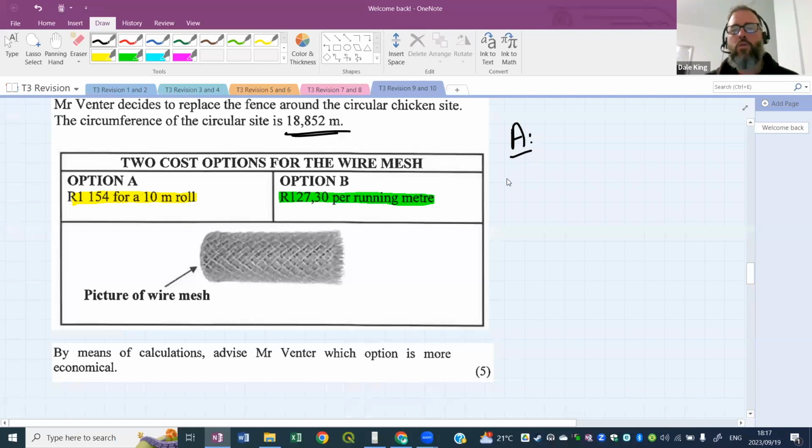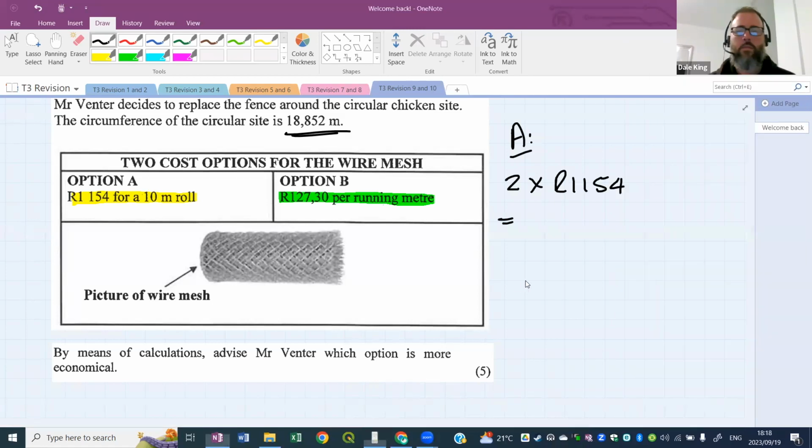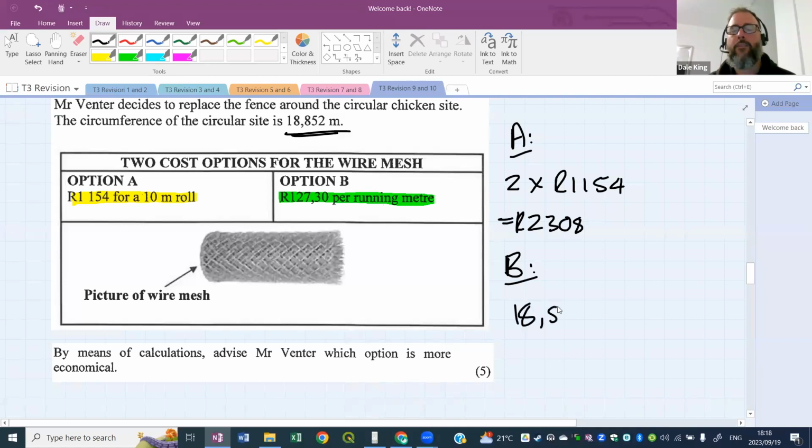So we're going to say 2 of those 10-meter rolls, and each one is times 1,154, which should give you 2,308 rand. Okay, that's option A. So that's how much it'll cost. Option B is easier. It's 127.30 per meter. So that one you're just going to have to multiply by 18,852. That's it.